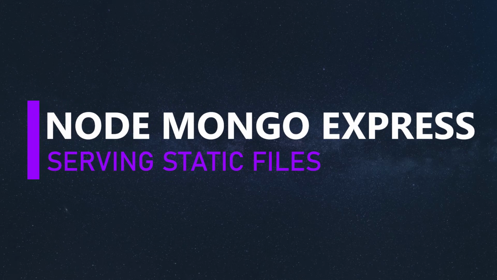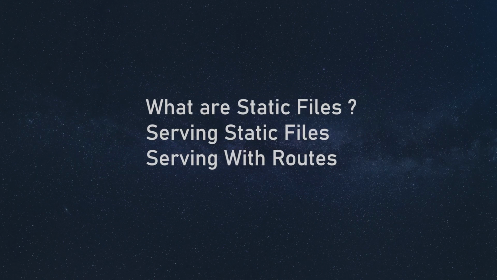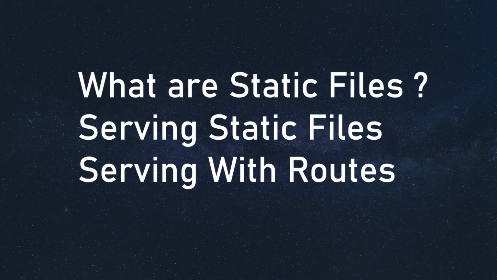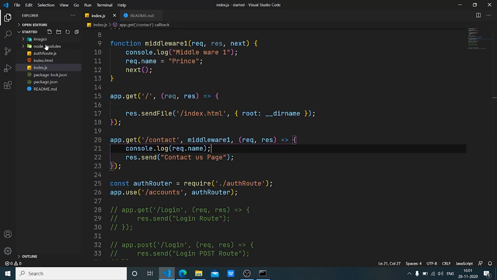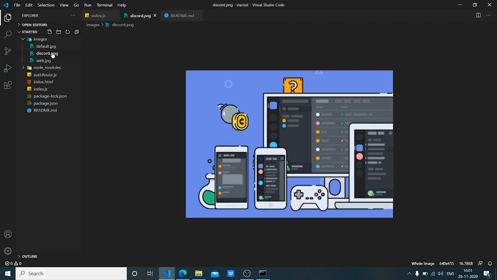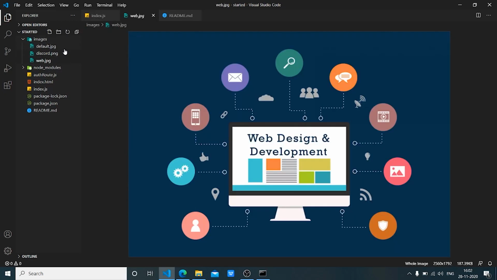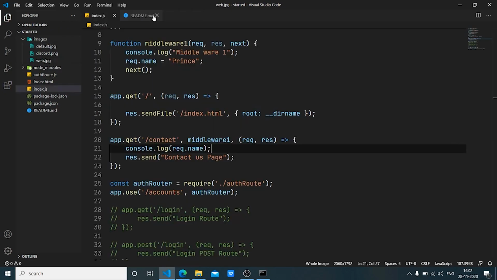Welcome back to another exciting video, and in this video, we are going to talk about serving static files using Express.js. So let's first see what that concept actually is. As you can see right here in my Visual Studio Code, I have a new directory, a folder named images, and I have a couple of images inside it. There's discord.png, web.jpg and default.jpg. These are simple images.